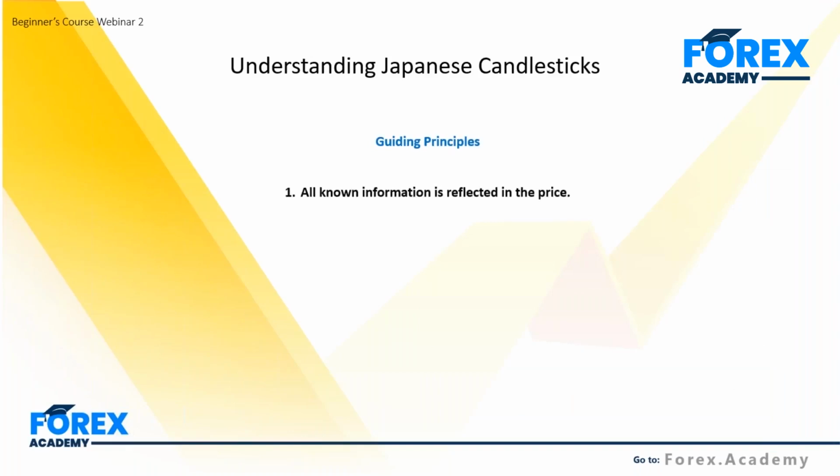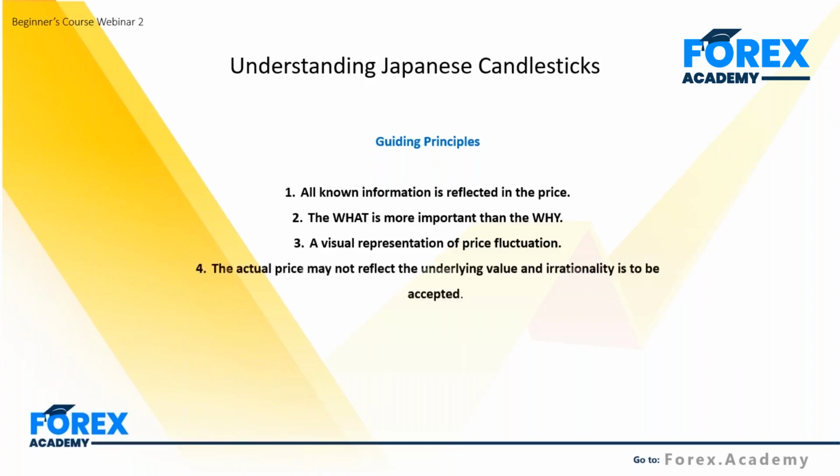Guiding principles, guys. Okay, so all known information is reflected in the price. That is a given. The what is more important than the why. A visual representation of price fluctuation, that is inevitably what a candlestick is, and that the actual price may not reflect the underlying value and irrationality is to be accepted. Now, this does not contradict guiding principle number one there, where all known information is reflected in the price. Simply that, of course, the markets not only trade because of fundamentals or technical aspects, they trade because, well, it's a psychological function in the financial markets.